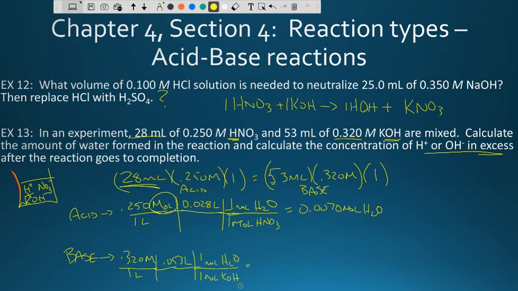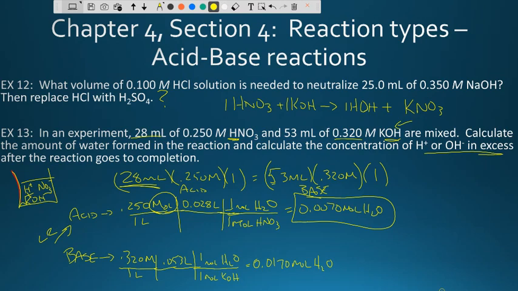So I have 1 mole of my potassium hydroxide to 1 mole of water. What I end up with, if it was up to the potassium hydroxide, is 0.0170 moles of water. Who did I run out of? I ran out of this. Here's my limiting reagent. Okay, so the question is, now how much is left over? How much hydroxide or hydrogen is left over, and I have excess of my potassium hydroxide.